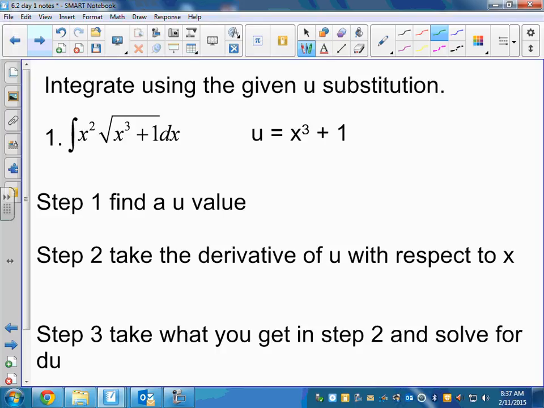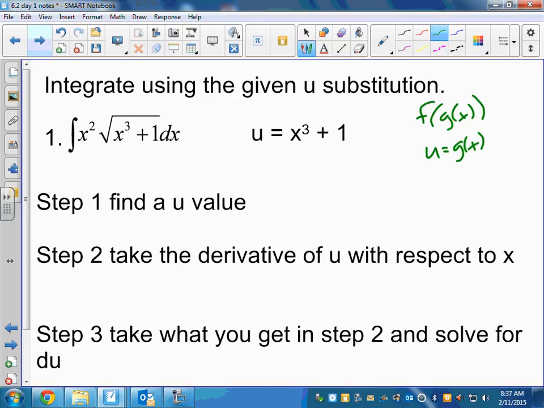Integrate using the given U substitution. They're going to give you an integral, and they're going to tell you what U is. What I hope that you do is start thinking about how you could have picked U. U should always be the inside function. If we're trying to make f of g of x, and we're making U equal to g of x, U is always the inside function, the function that's in something else. So how did they get x cubed plus 1 as my U? Well, it's the function that's under the square root. You see what I'm saying?